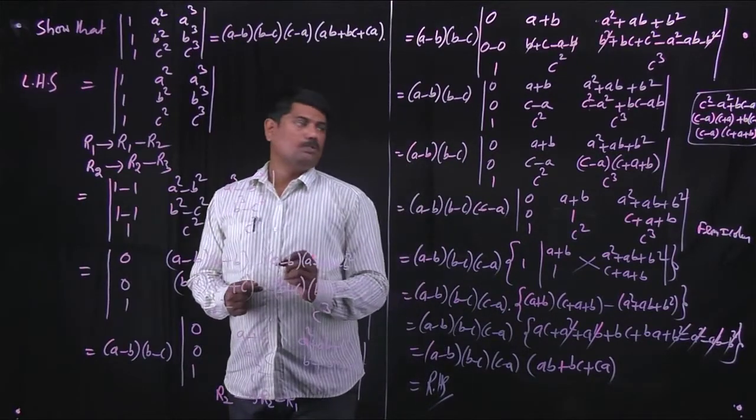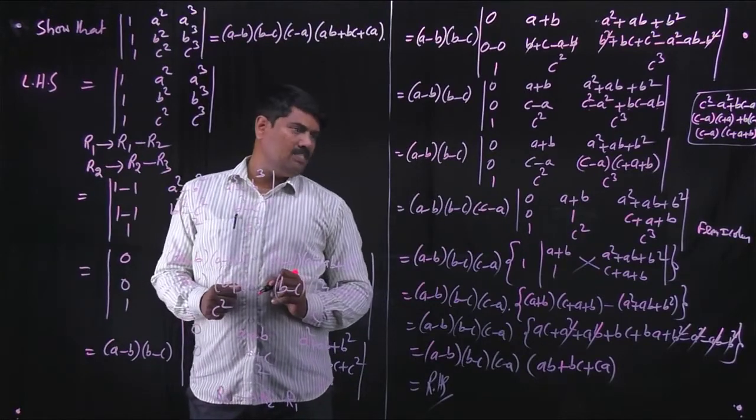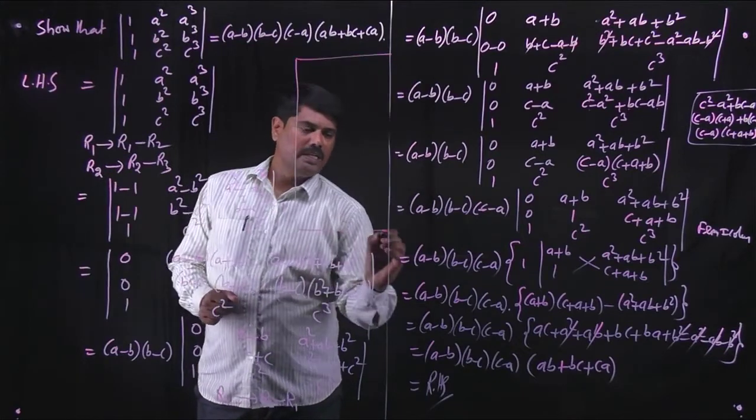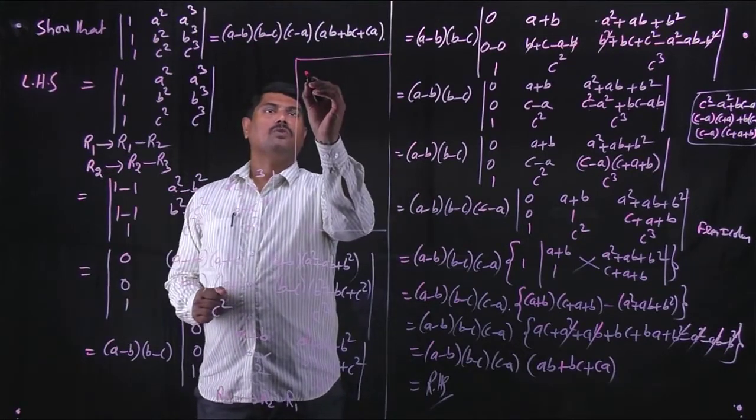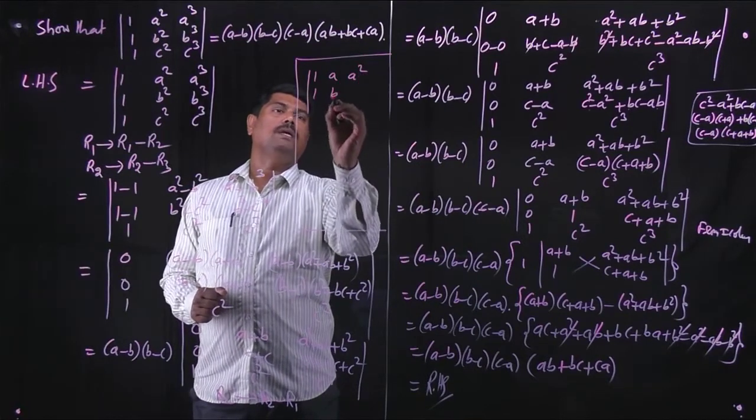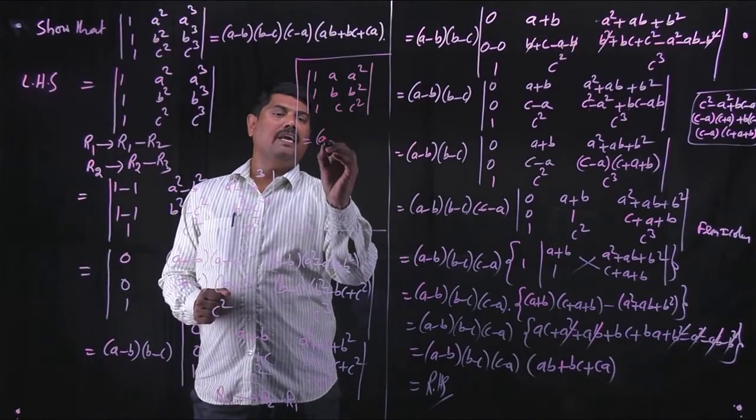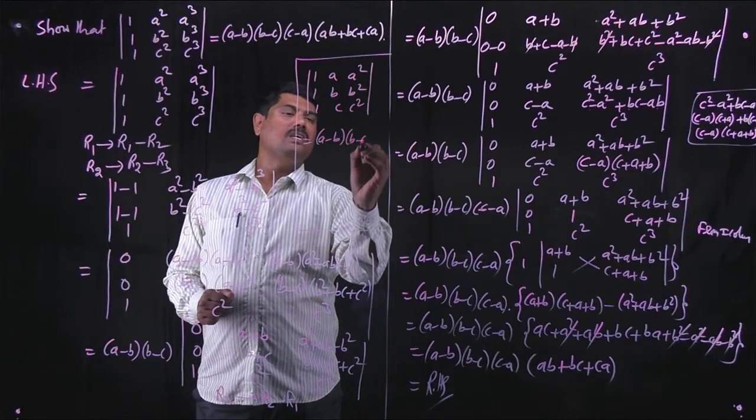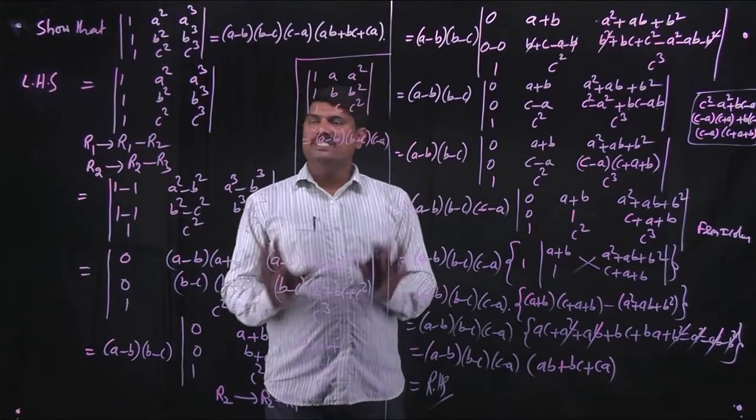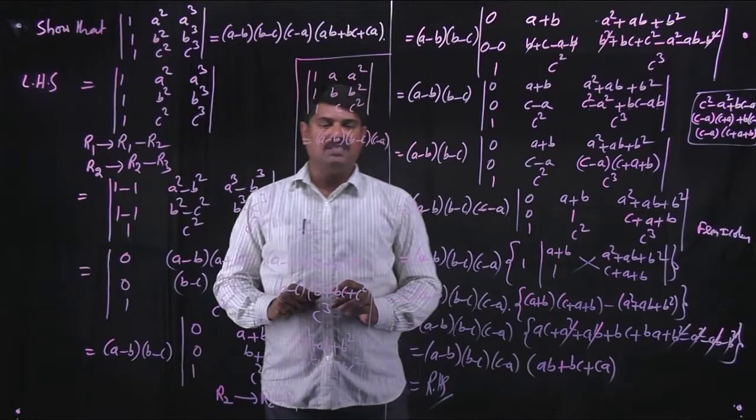So you can try this problem. I am giving work to you. After practicing this one, you have to try this one. I am giving one question: determinant of 1, a square; 1, b square; 1, c square. Prove that it equals a minus b, b minus c, c minus a. After watching this problem, try this one: determinant of 1, a square; 1, b square; 1, c square.